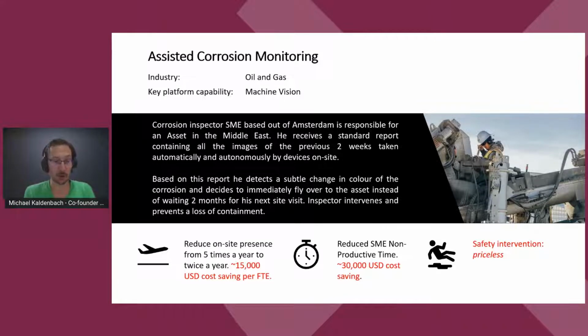Now, you see below a couple of figures that are from some of our clients. Don't look too closely at these figures because they're very much geared towards oil and gas and not necessarily represent a subject matter expert in your industry. But it does highlight the key variables where this very straightforward way of machine vision can reduce on-site presence, reduce the non-productive time of an SME, and ultimately, it is priceless because how can you put a price on the situation? If you are able to prevent these situations from escalating, it is a 10x factor that you are saving.